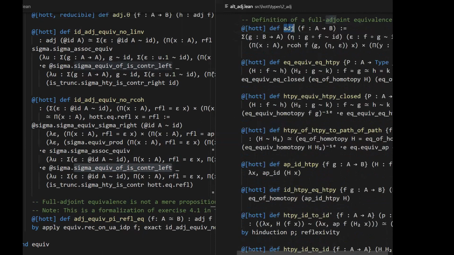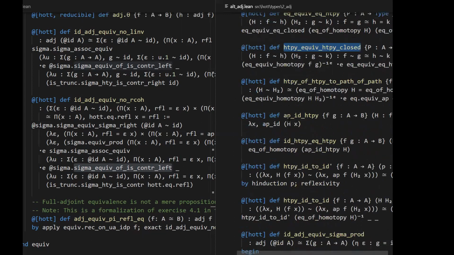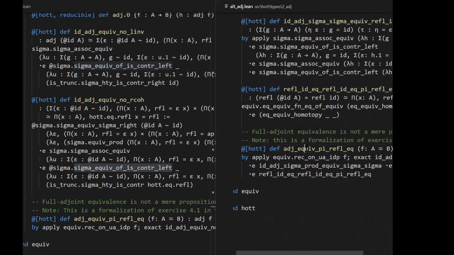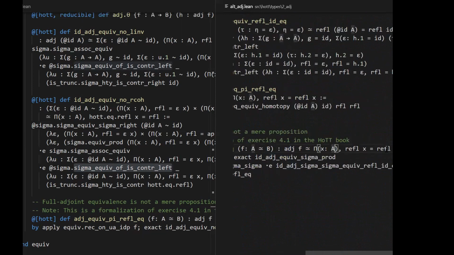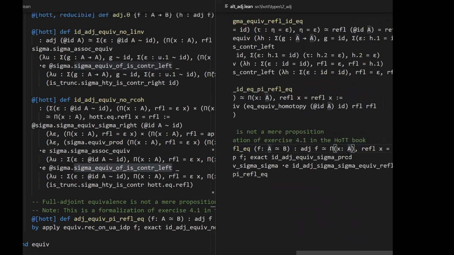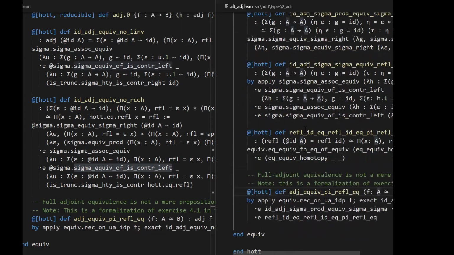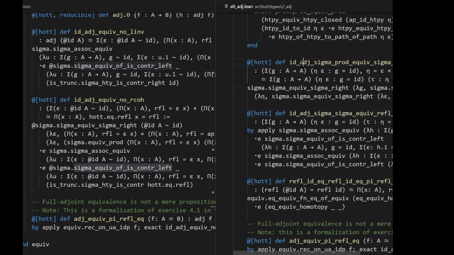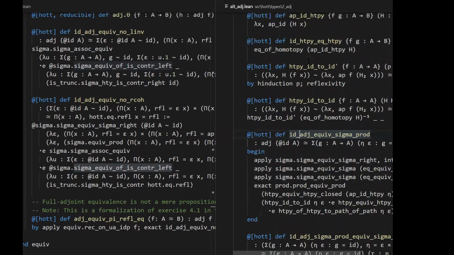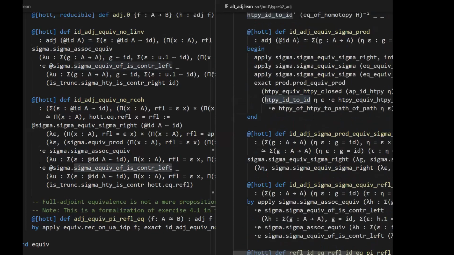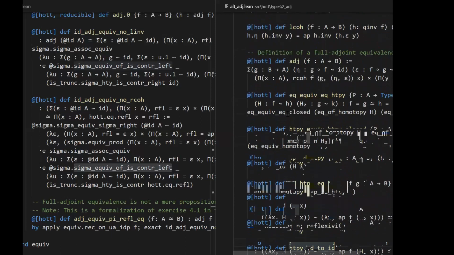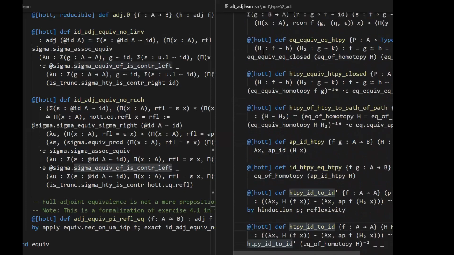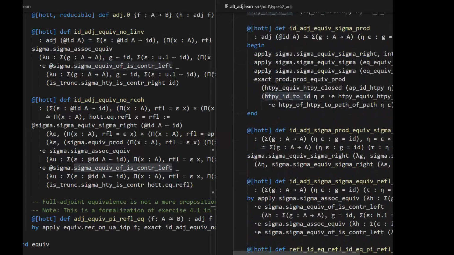Starting from the definition of a full adjoint equivalence, I want to prove the same thing, that the full adjoint equivalences on F is equivalent to this pi type here. And the way it's done here, it uses, let's count, 1, 2, 3, 4, 5, 6, 7, 8, 9, 10, 11 lemmas. And this whole thing is, I believe, about 60 lines.